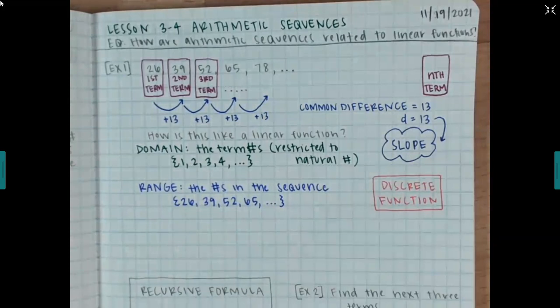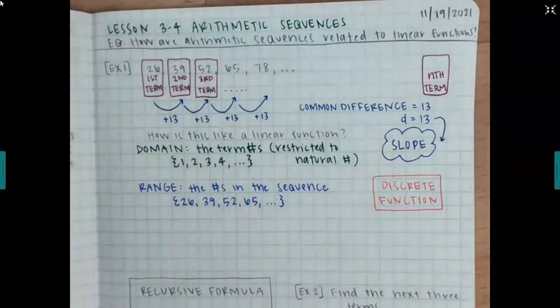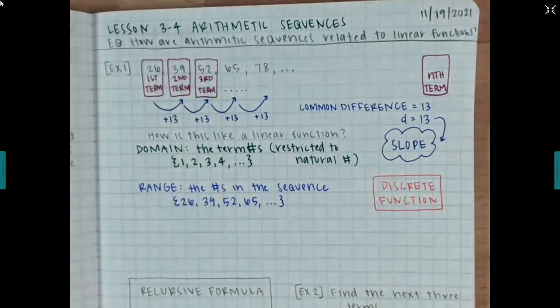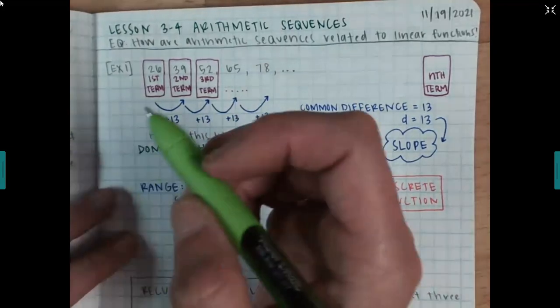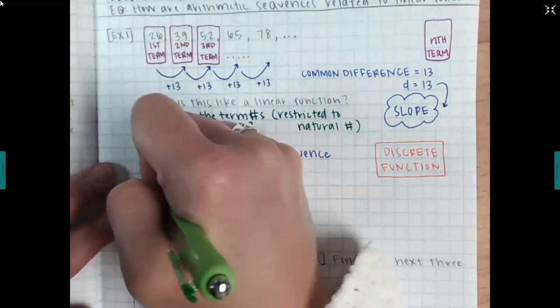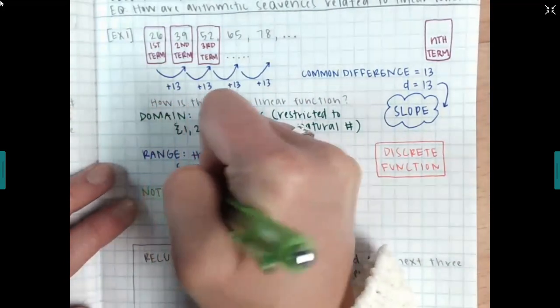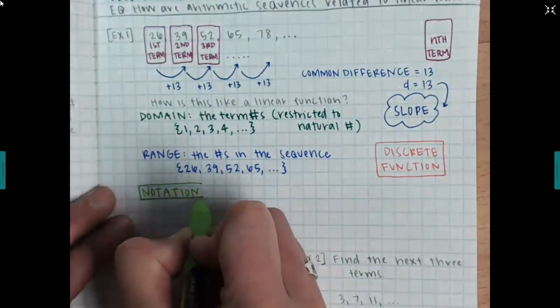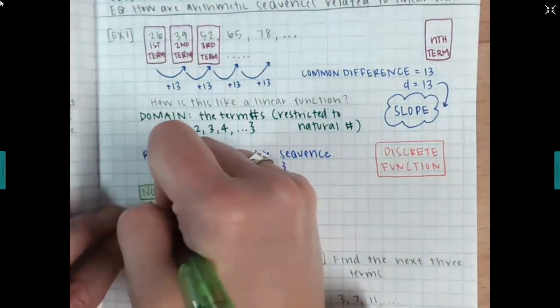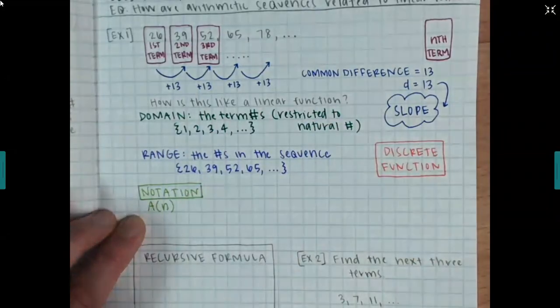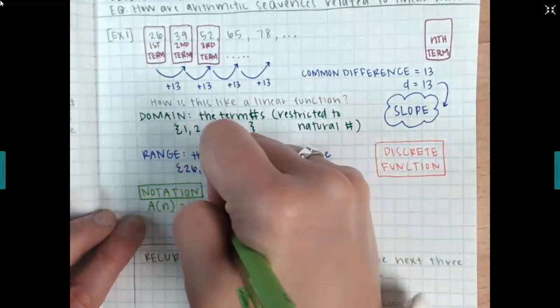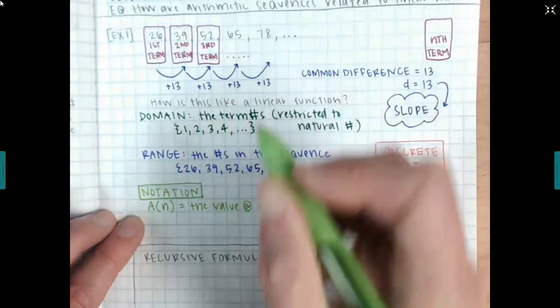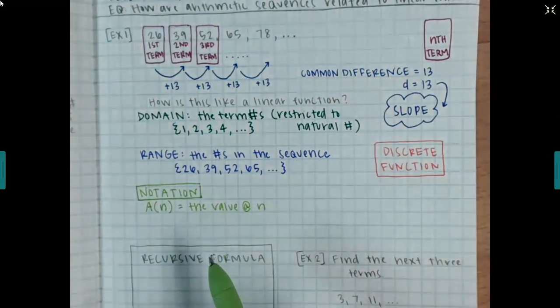We're going to talk about the notation for this. What's a little bit funky with arithmetic sequences is that instead of using function notation, like if we look at a regular function, we're talking about f of x or something like this. A sub n, or a of n, sorry, is the value at n. So we would plug in n anywhere, solve it to see what our output is.